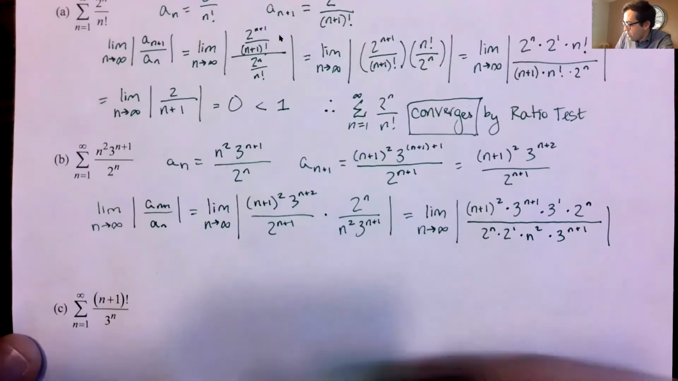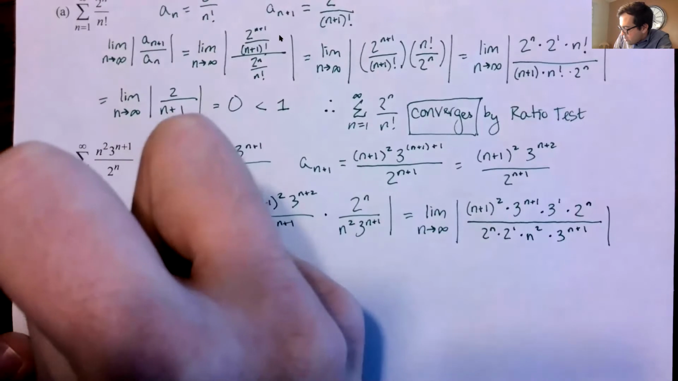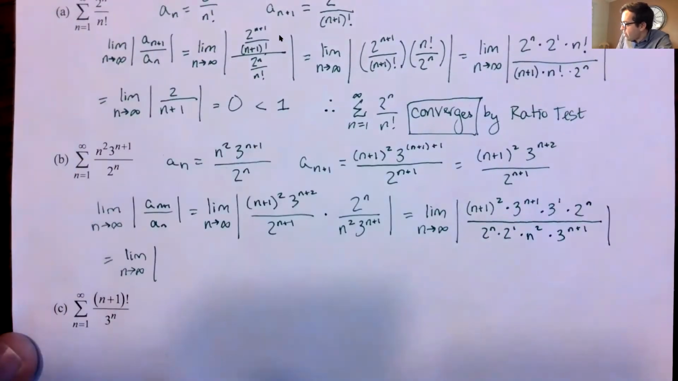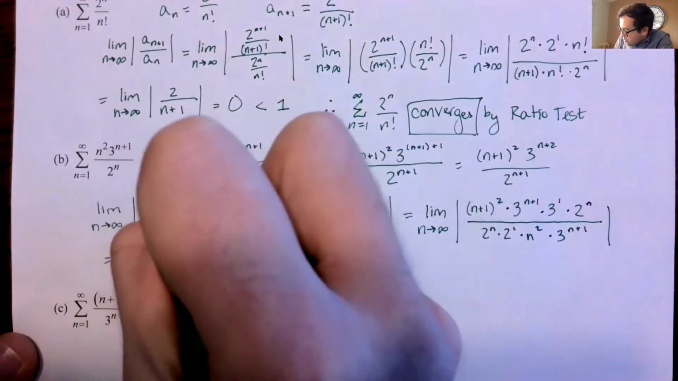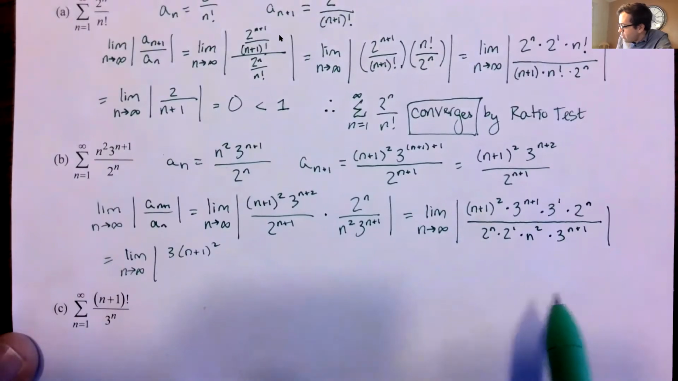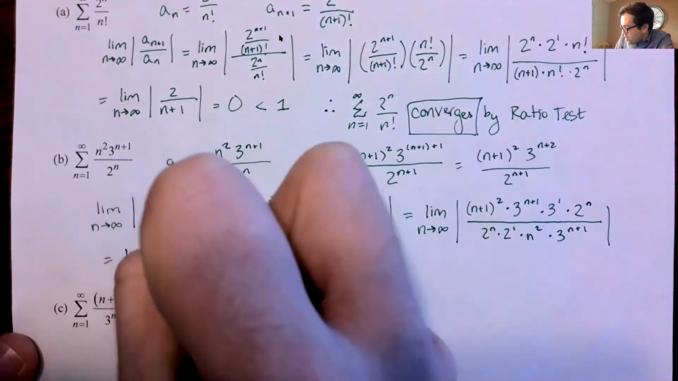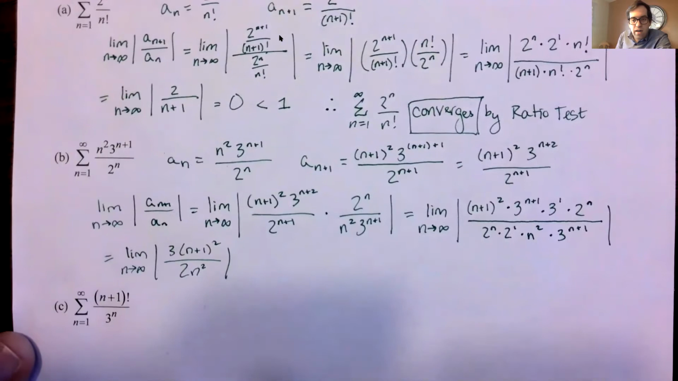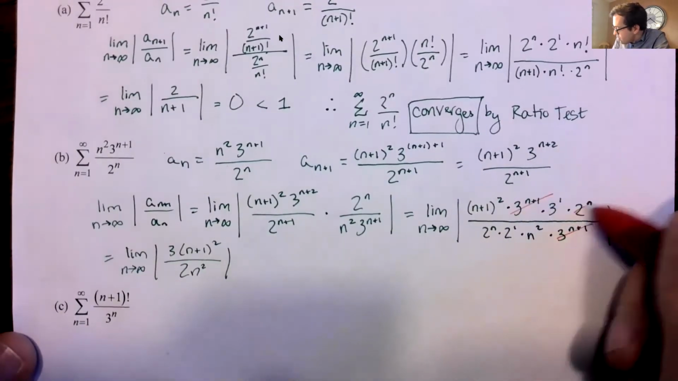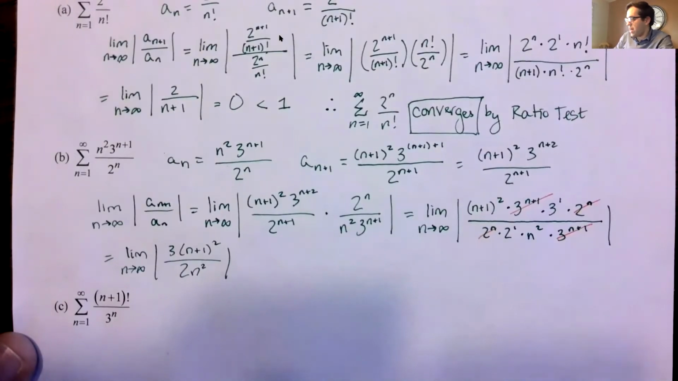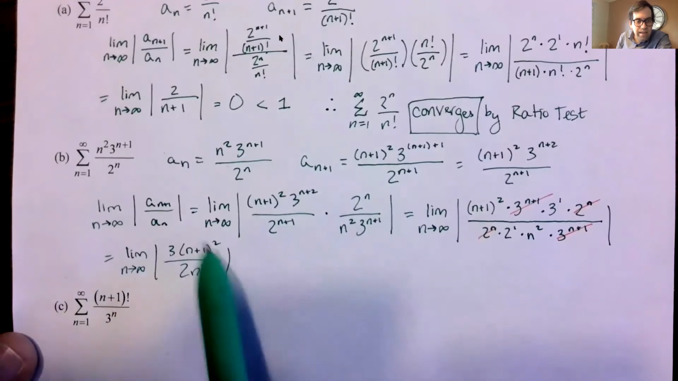So let's see what we end up with here. The limit as n approaches infinity, absolute value of, what, 3 times n plus 1 squared is left on top. And 2 times n squared is left on the bottom. I mean, I could go up here in a different color and actually cancel these things out so that's clear. All right, so there's that. And then, okay, so let's see if we can find this limit now that we canceled some things out.